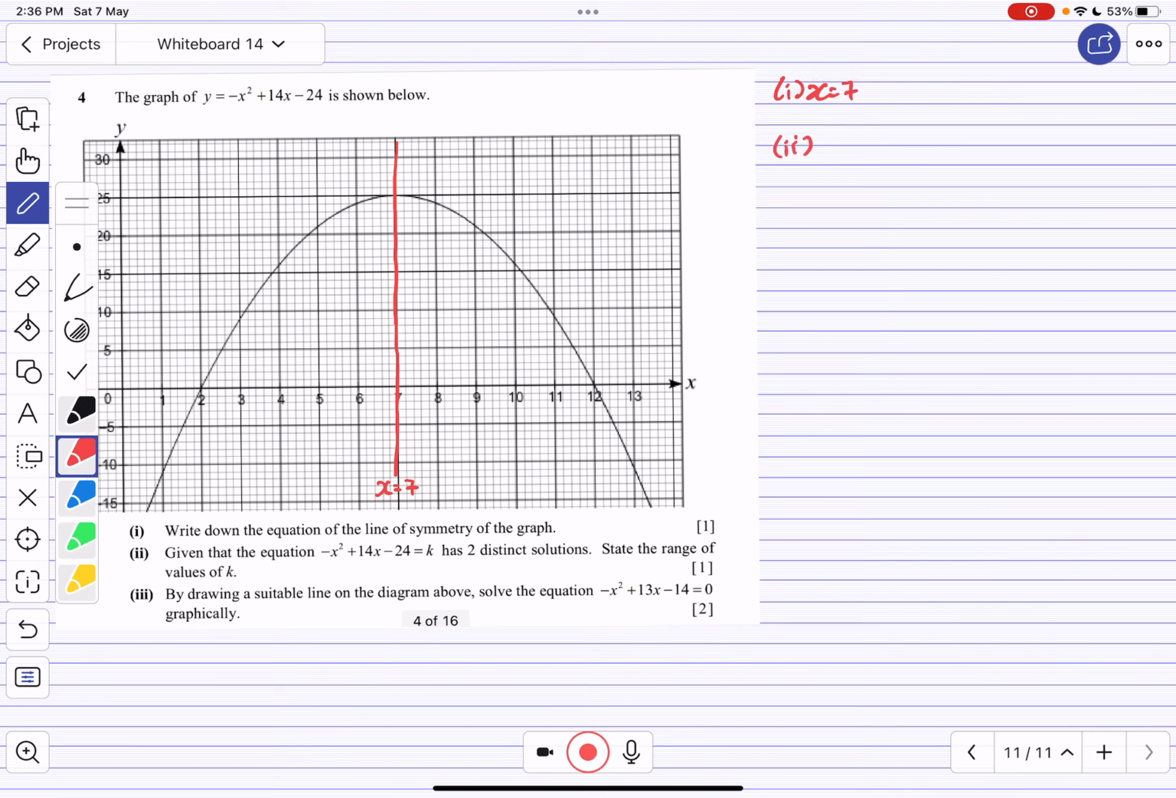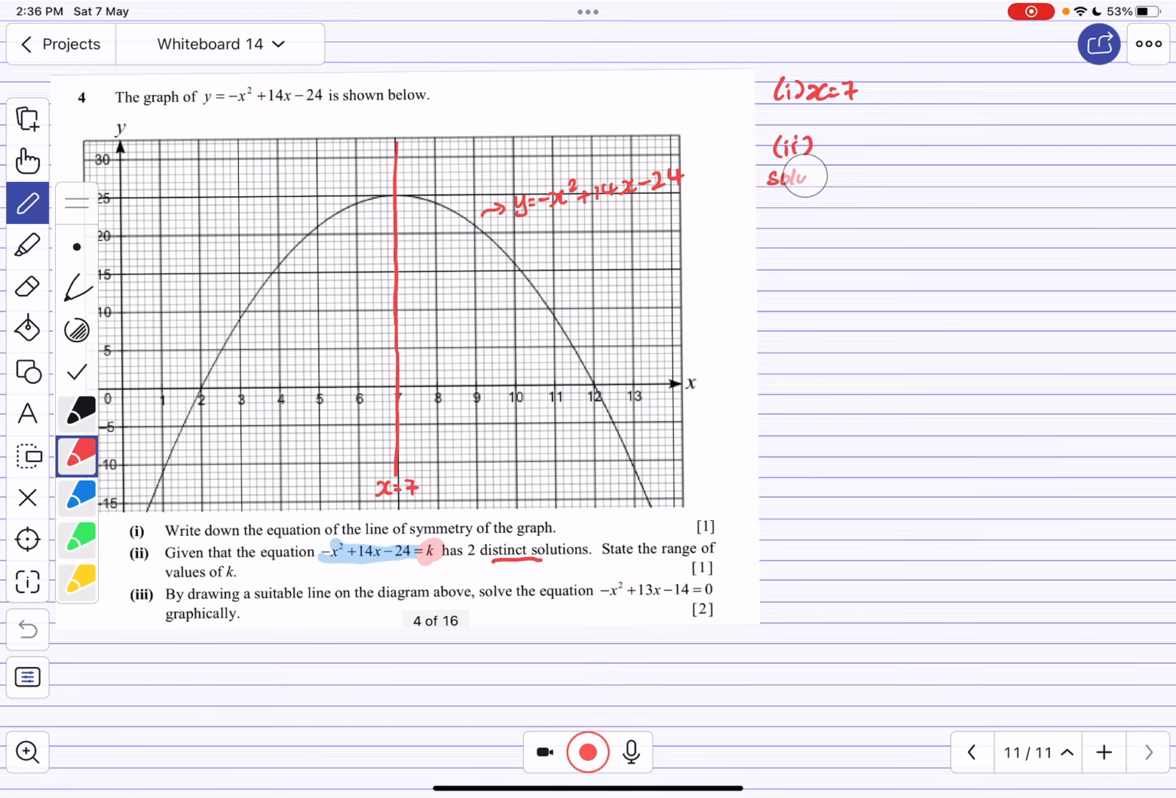Now for part 2, given that negative x squared plus 14x minus 24, which is our curve here, has two distinct solutions, right? We need to state the range of values for k. So what it refers to is that if you imagine that there is another curve here, which is y equals to k. These two distinct solutions simply talk about the number of intersections, right?